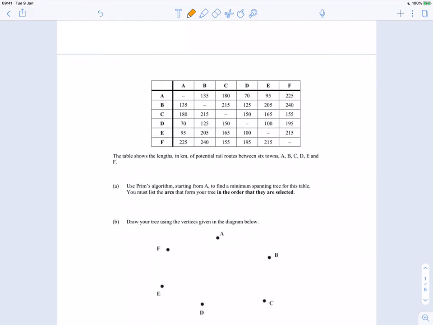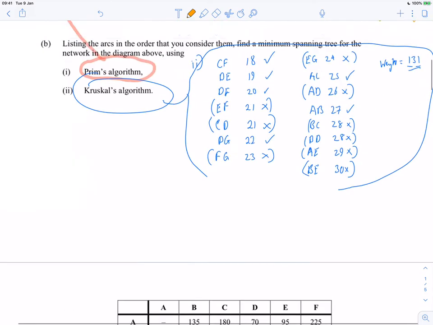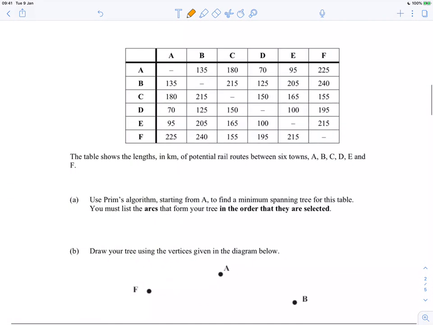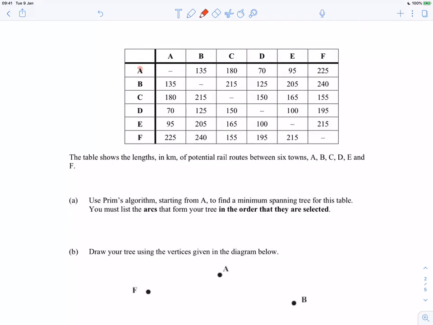Now, Prim's can also be done on a distance matrix. So instead of drawing a graph like this, you could do it by a matrix. This is saying to get from A to C. You can see this is the from and this is the to. So if you want to get from A to C, you just look at where they meet up, and that is a distance of 180. Coming from the left is from, vertically is the to.